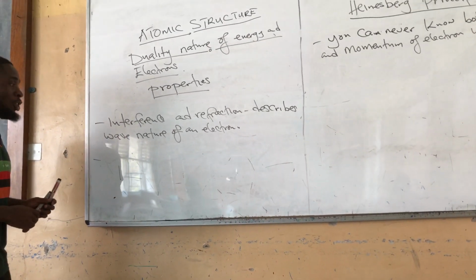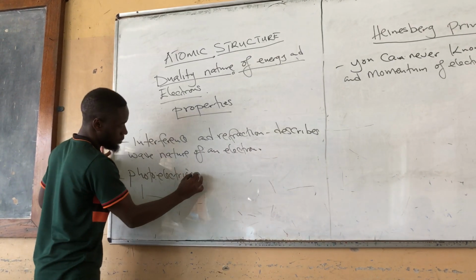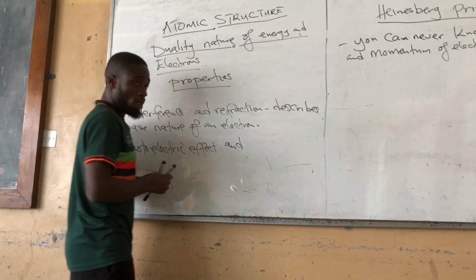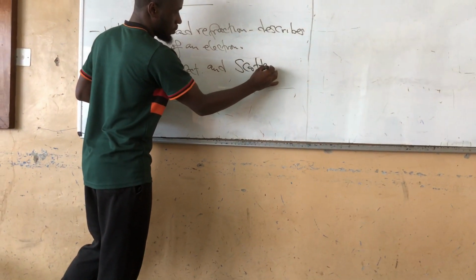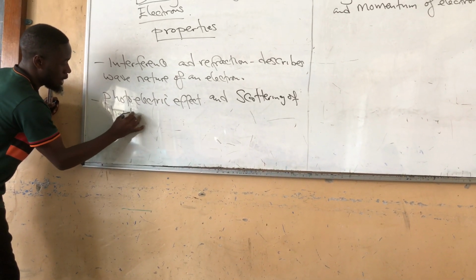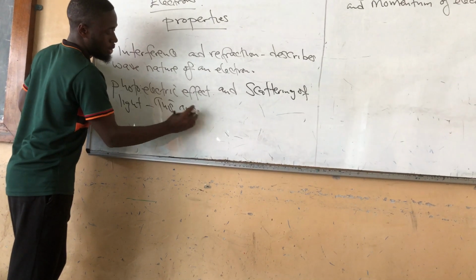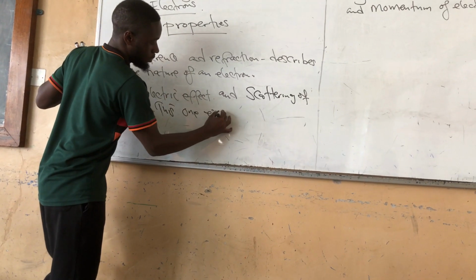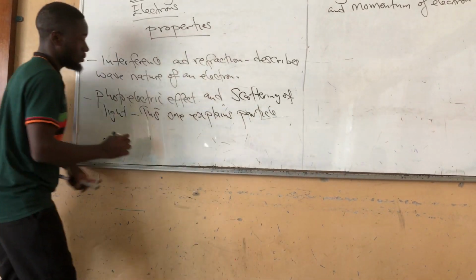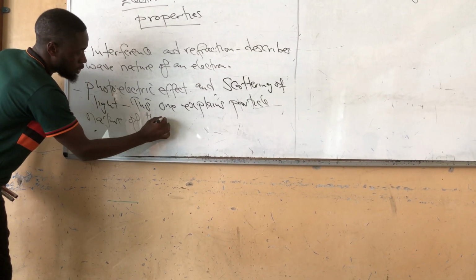The second one is the photoelectric effect and the scattering of light, okay? This one explains the particle nature of an electron.